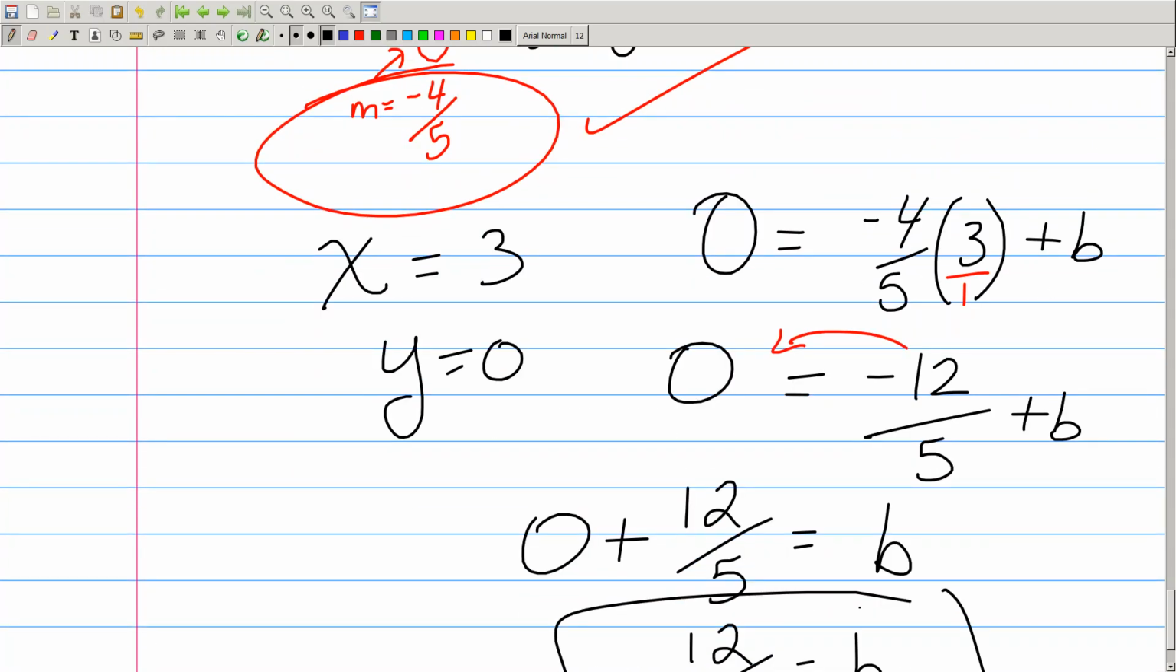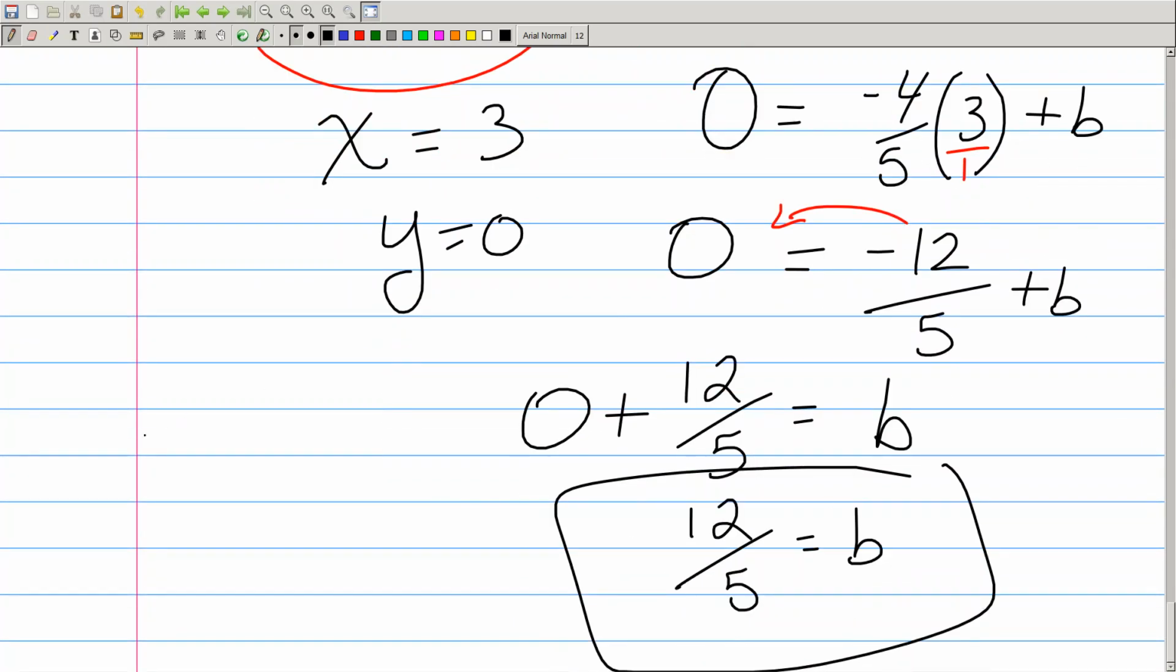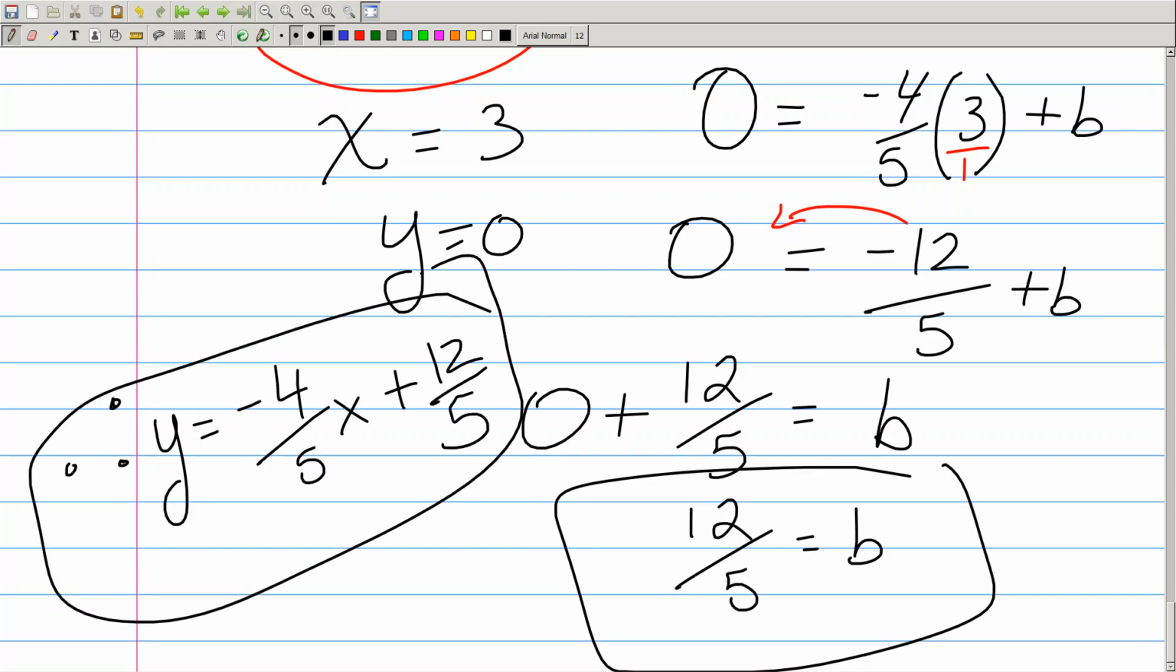So I have m, and I have b. Therefore, my equation is y equals negative 4 over 5x plus 12 over 5. That is my equation. I'm done. Hallelujah.